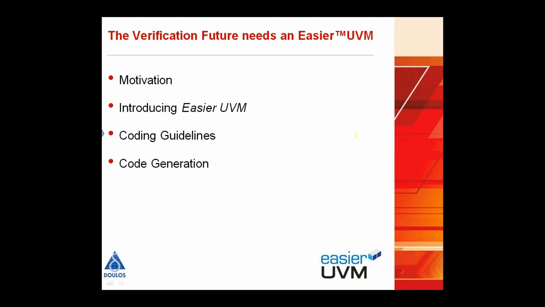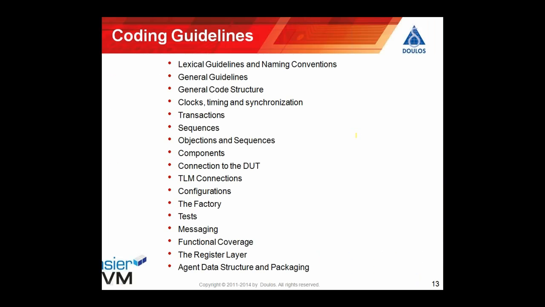So let me say a little bit more about the coding guidelines and the code generator. The coding guidelines cover all the sorts of things that you would expect to see in coding standards generally, only they do that in quite a prescriptive way. They discuss how to organize your code at a very low level, naming conventions, the overall structure of the code, how to deal with clocks and timing, transactions, virtual sequences, connections, all the things that you normally expect to see in UVM, right down to using the UVM register layer.